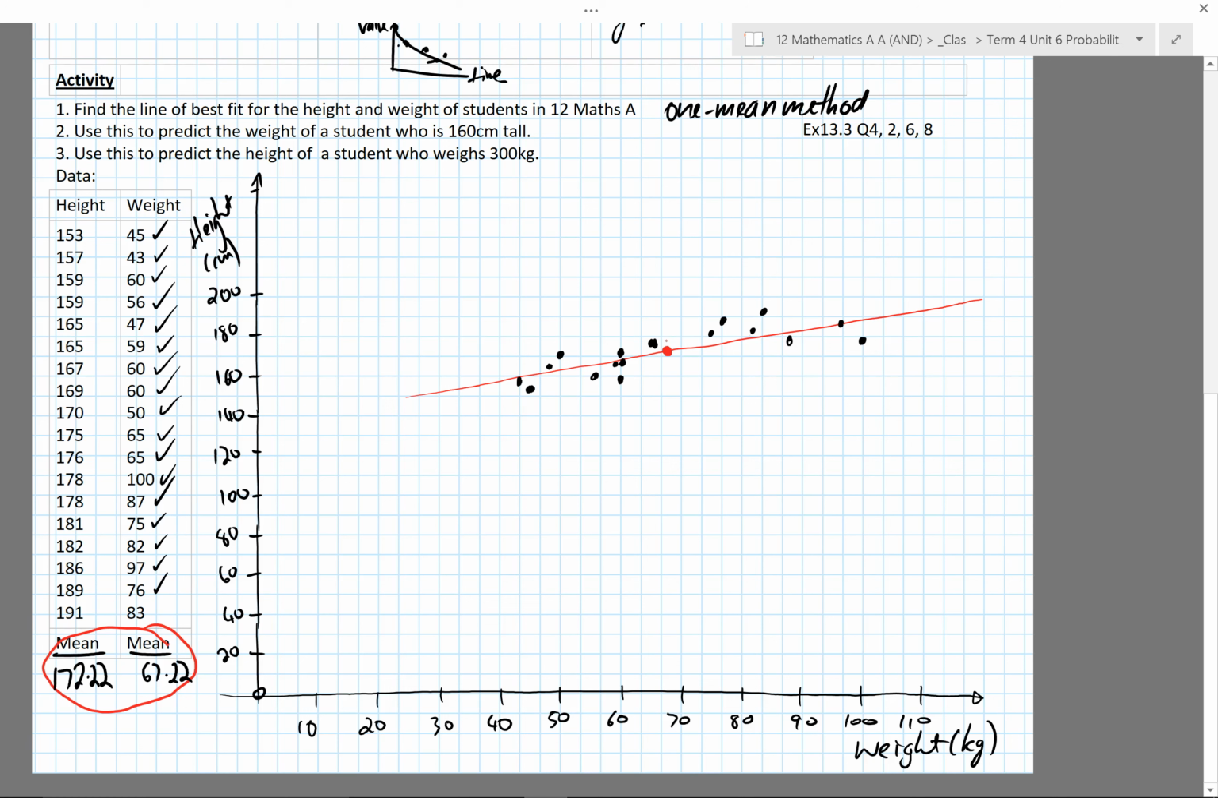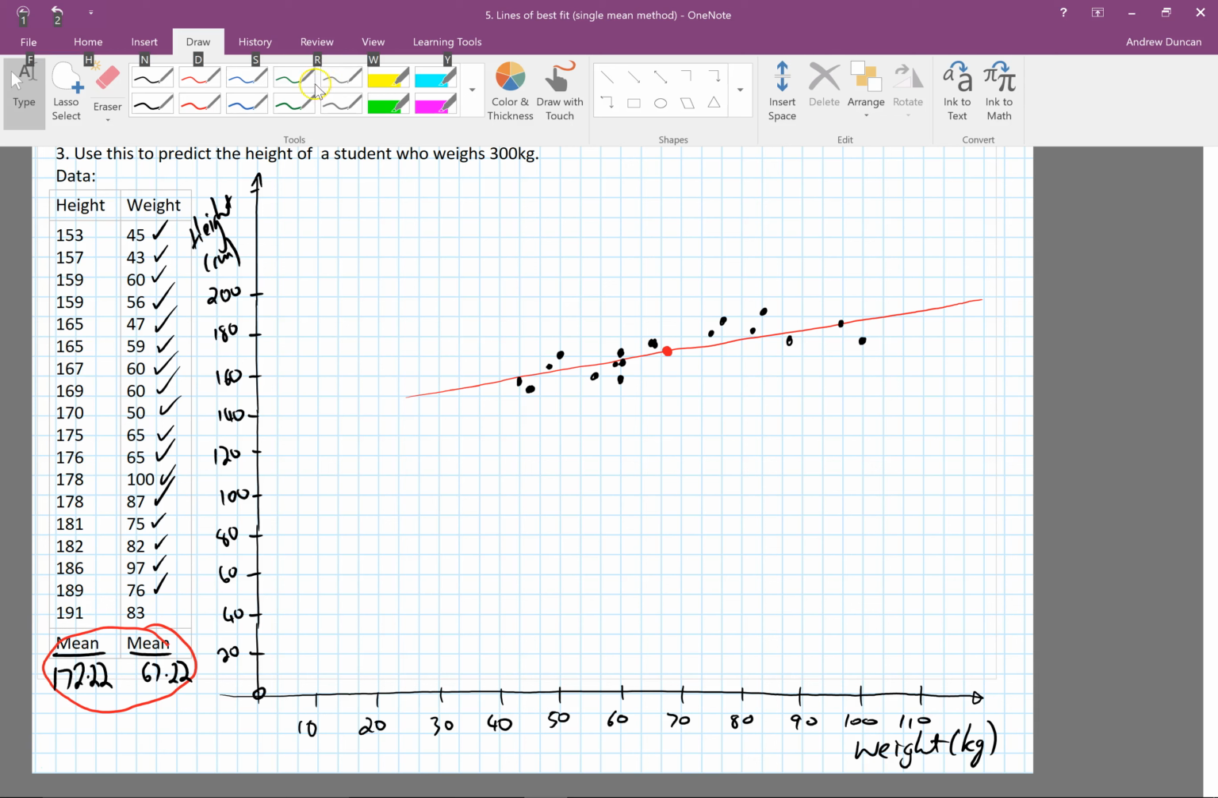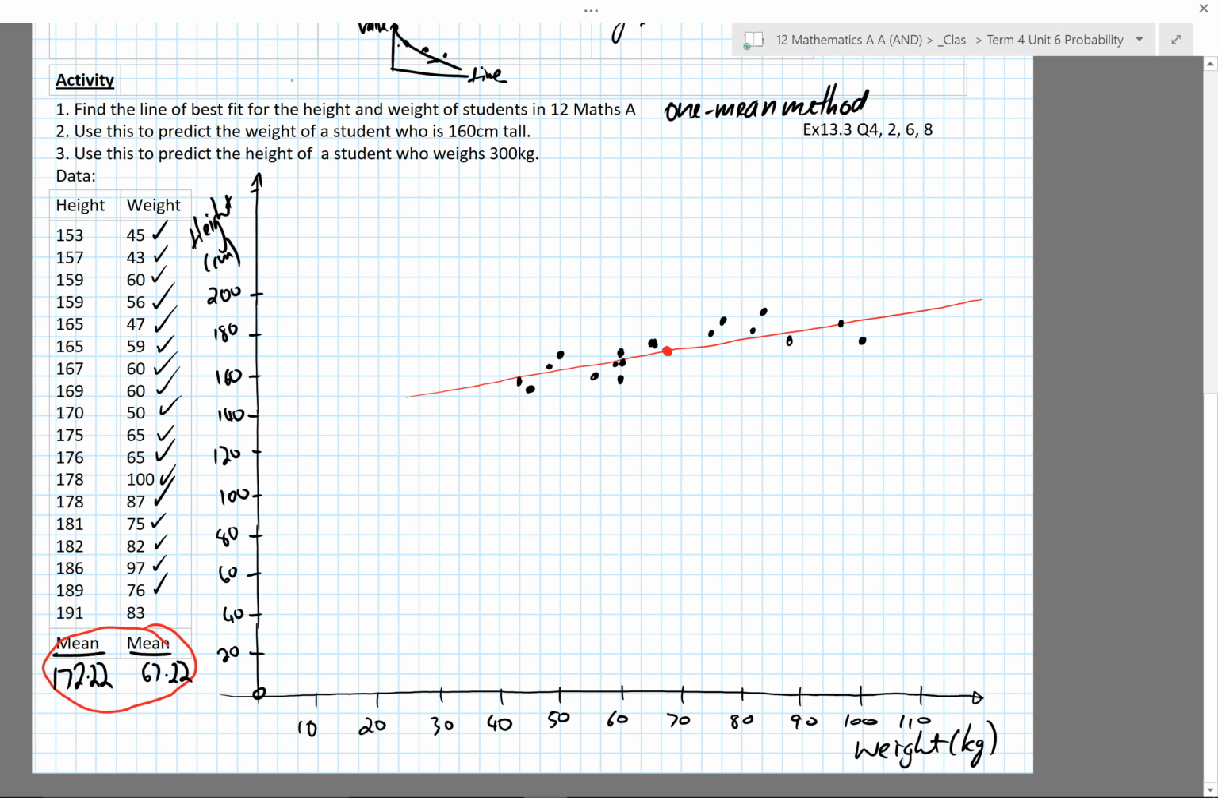Let's see if I can answer question 2. Use this to predict the weight of a student who is 160 centimeters tall. So all I need to do, for part B, question 2, is read off 160 and then read down to where this weight is. So if someone's 160 centimeters tall, we're predicting that they'll weigh about 43 kilograms. So roughly 43 kilograms, reading off the graph.